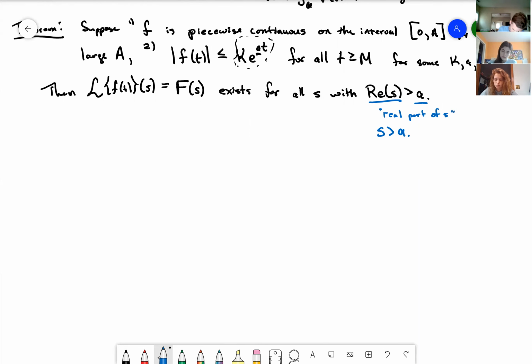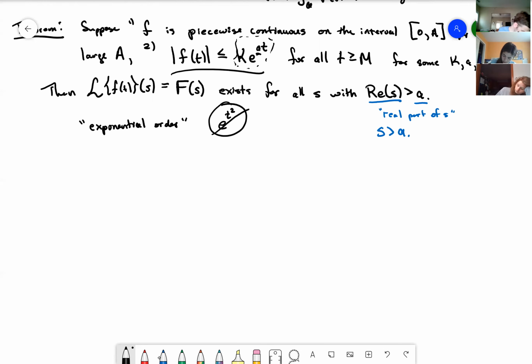Okay. Now we've made it. We've got this defined. This criterion 2 bounds the growth of our function by an exponential, and so we say that this thing is of exponential order. Just quickly describing some of the meaning behind these things: if it's bounded by an exponential, we say it's of exponential order. As an example of something that isn't of exponential order, e to the t squared. So this is not of exponential order.